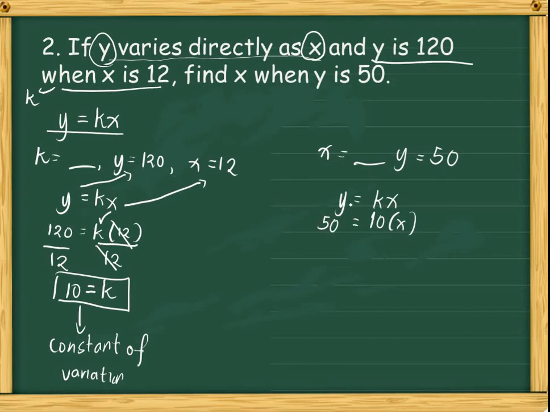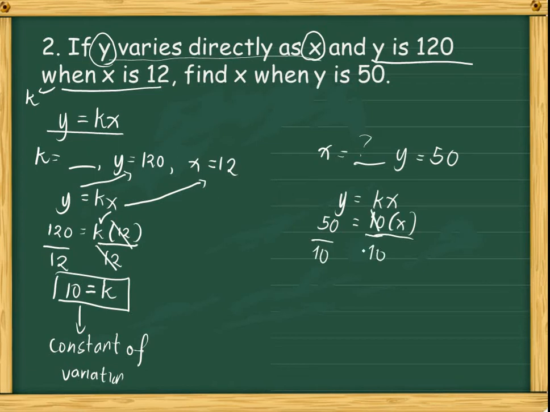So again, we have here the equation y is equals to kx. Ano daw yung value ni x kung si y daw ay 50? So meron tayong value ni y, which is 50, is equals to k, which is 10, which is the constant of variation, times x. So, yung goal naman natin is mahanap si x. So, ang gagawin natin, kailangan natin matanggal si 10. So, we need to divide both sides by 10.